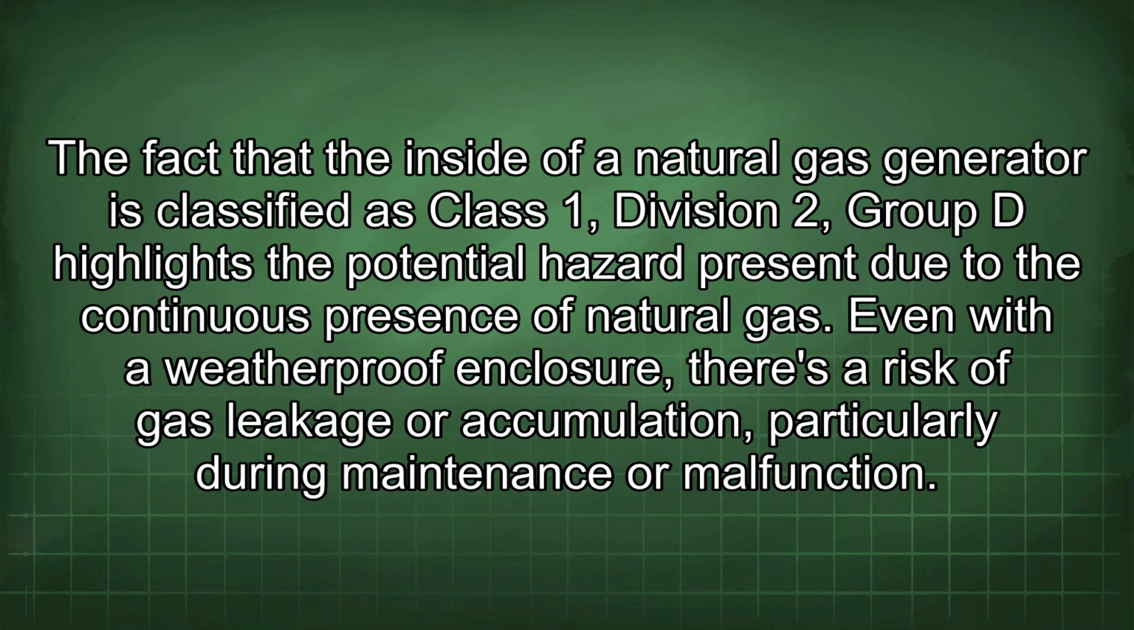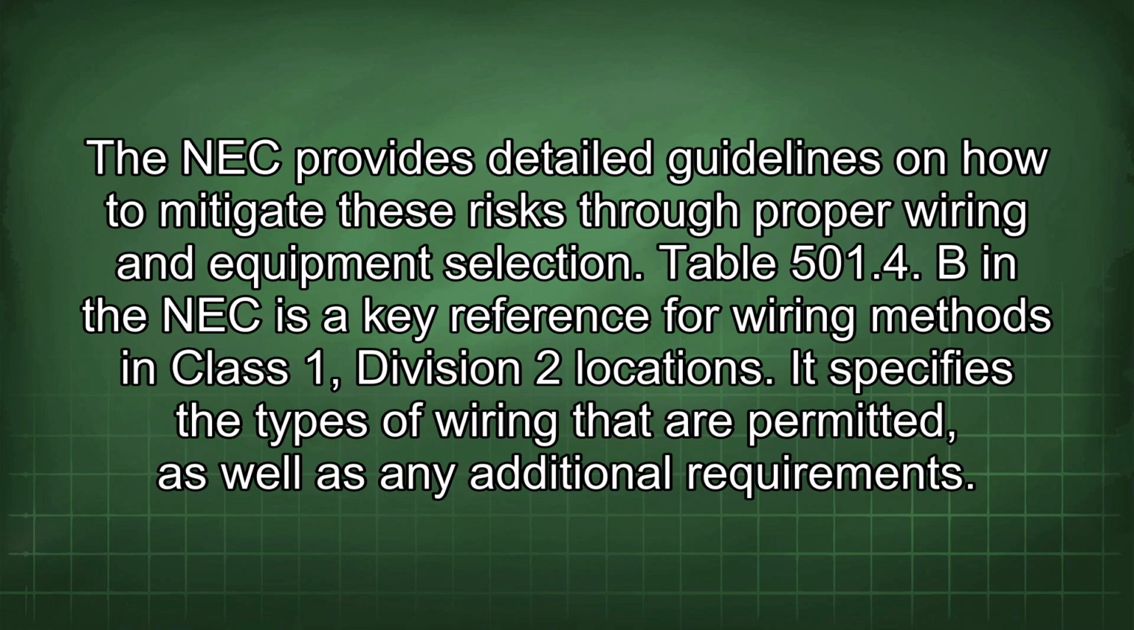The fact that the inside of a natural gas generator is classified as Class 1, Division 2, Group D highlights the potential hazard present due to the continuous presence of natural gas. Even with a weatherproof enclosure, there's a risk of gas leakage or accumulation, particularly during maintenance or malfunction. The NEC provides detailed guidelines on how to mitigate these risks through proper wiring and equipment selection.